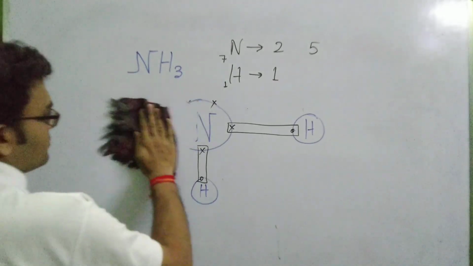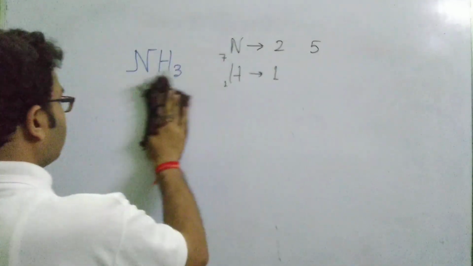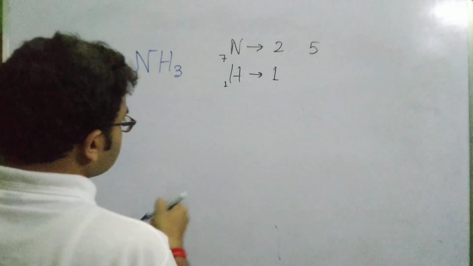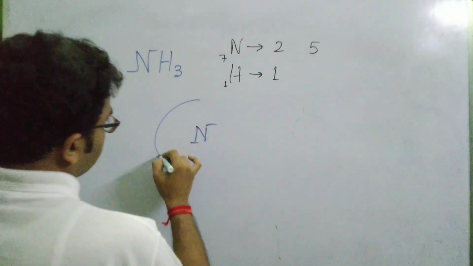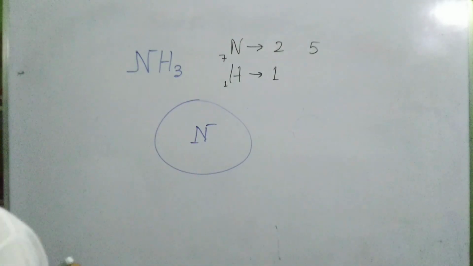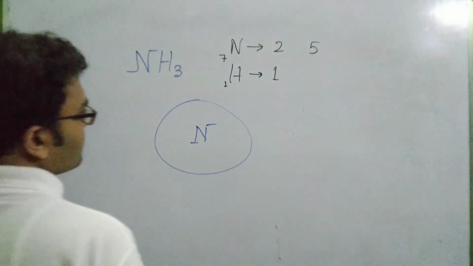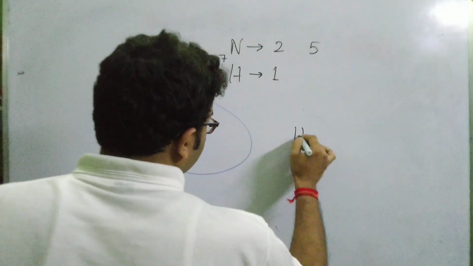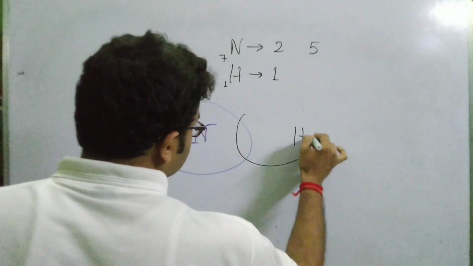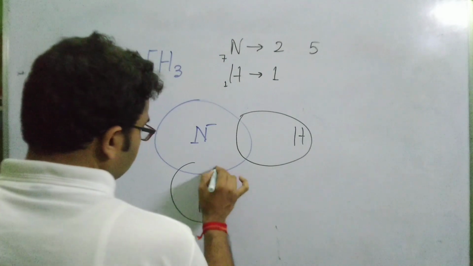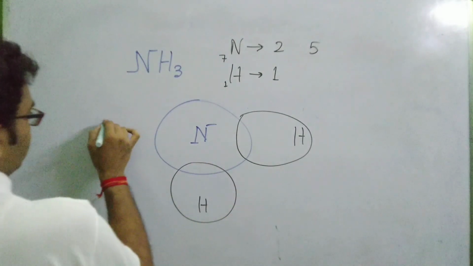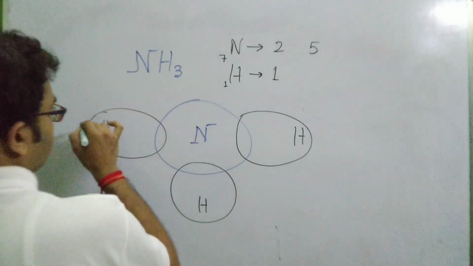So the structure can be drawn something like this. This is one nitrogen atom. Let me draw it a little bigger. Now with this nitrogen atom comes another hydrogen atom like this. Below, another hydrogen atom like this. And from this side also another hydrogen atom like this.